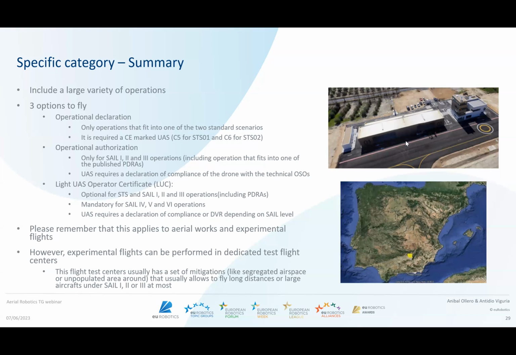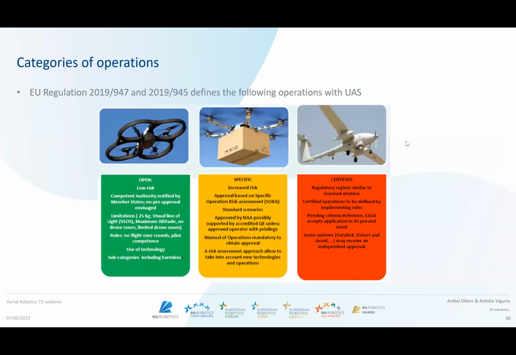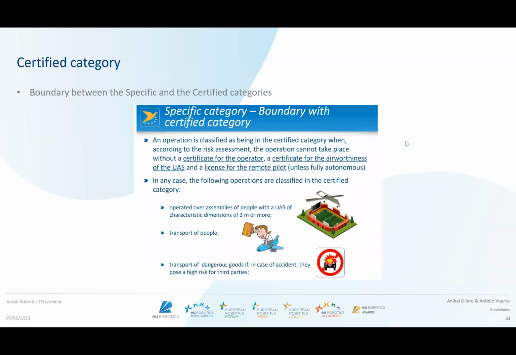And once you have consolidated your aircraft and you would like to go to the market, you have to go through some kind of certification or qualification process. To finalize, the certified category is the last part. What is in the certified category? It is what is not in the specific or in the open category. That is operation over assemblies of people with a UAV of more than 3 meters of dimension.